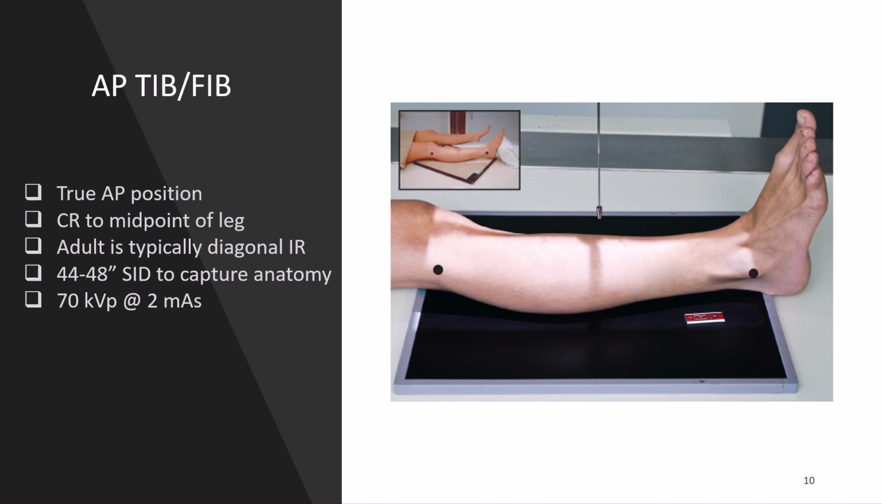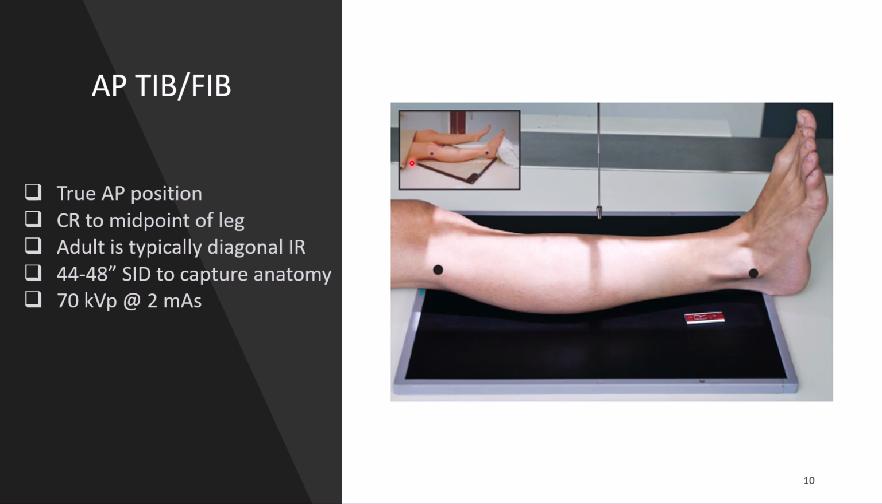So AP tib fib is on page 245, okay, or AP lower leg. Sometimes they will reference it as that. And you can see on this particular slide we have two images. We have one with the image receptor placed portrait to the lower leg, and they are attempting to fit both the knee joint and the ankle joint on one IR portrait. I will tell you that most adults will not fit with both joints on one IR portrait.